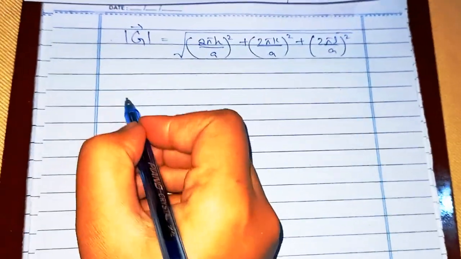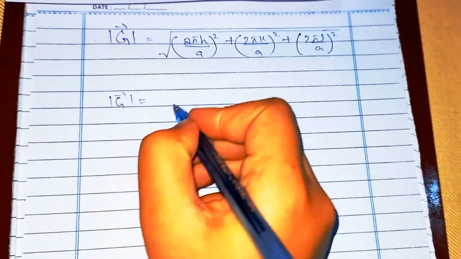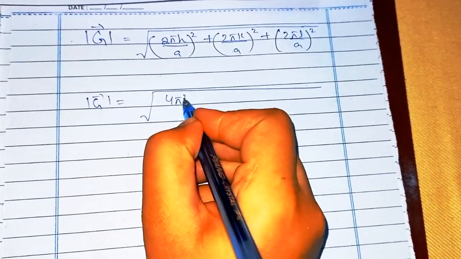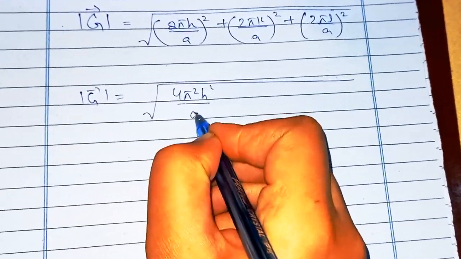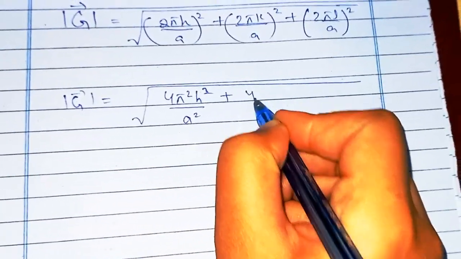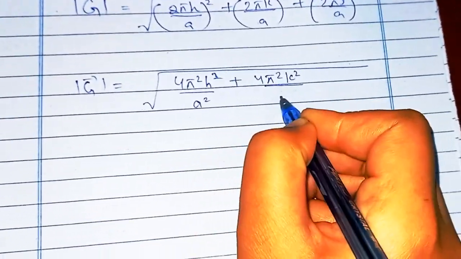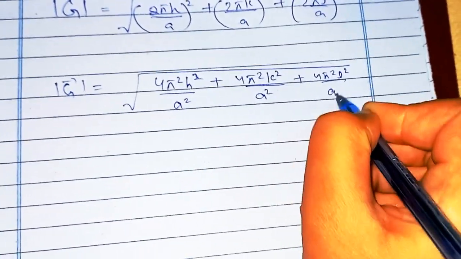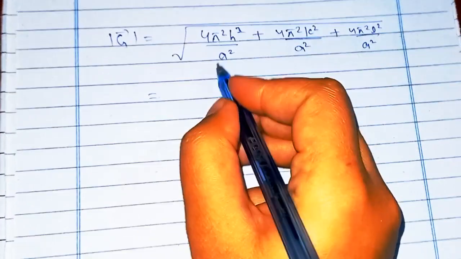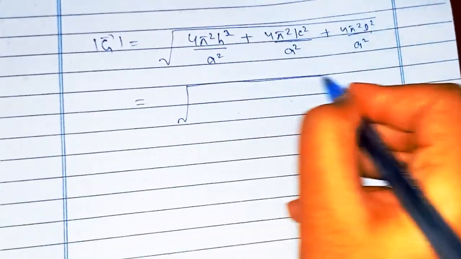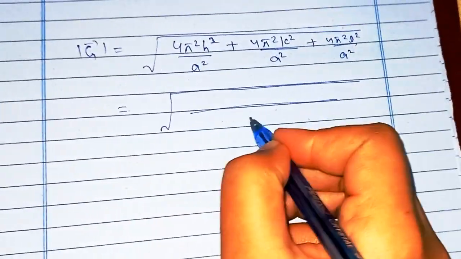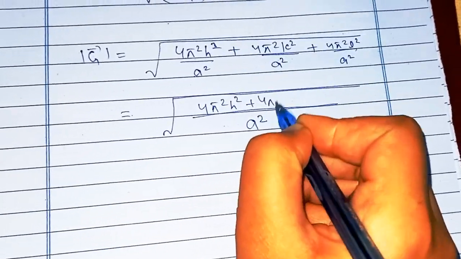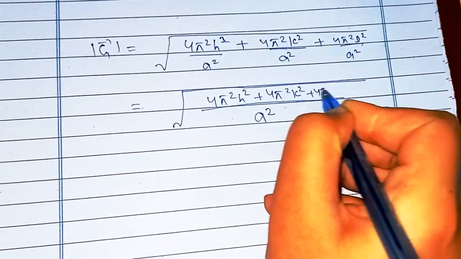All right, now let's simplify them. 2 pi square is 4 pi square h square by a square plus 4 pi square k square by a square plus 4 pi square L square by a square. Now we can separate a square, we can take the LCM. Okay, a square is the LCM, so we get 4 pi square h square plus 4 pi square k square plus 4 pi square L square.